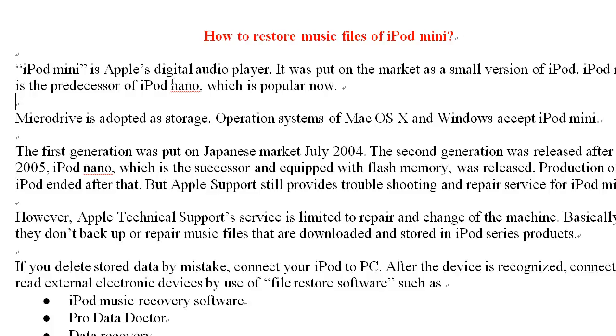MicroDrive is adapted as a storage operation system of Mac OS X and Windows, except iPod Mini. The first generation was put on the Japanese market in July 2004. The second generation was released after that. In 2005, iPod Nano, which is the successor and equipped with a flash memory, was released.